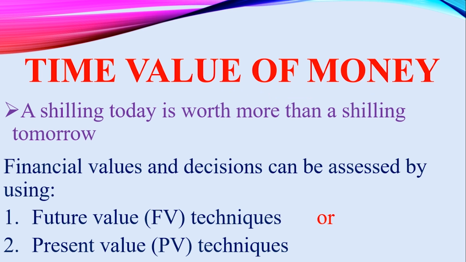So you find that these financial values and decisions are normally assessed using two methods. The first one is the future value techniques, and the second one is the present value techniques, where the first one focuses on the value of a currency in the future. The second one focuses on the value of a currency today. In my previous tutorial, I already looked at the first one, that is the future value technique. And therefore, today I'm going to look at the second, which is the present value techniques.